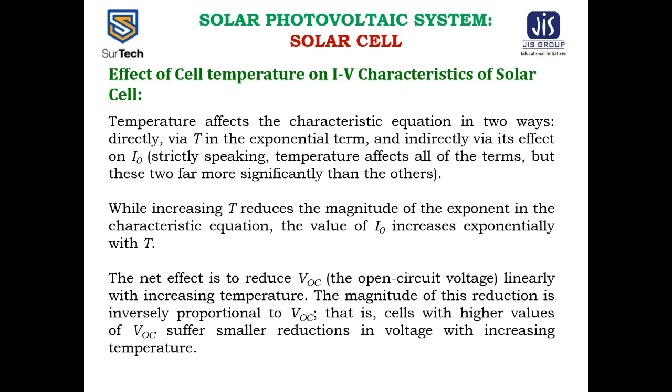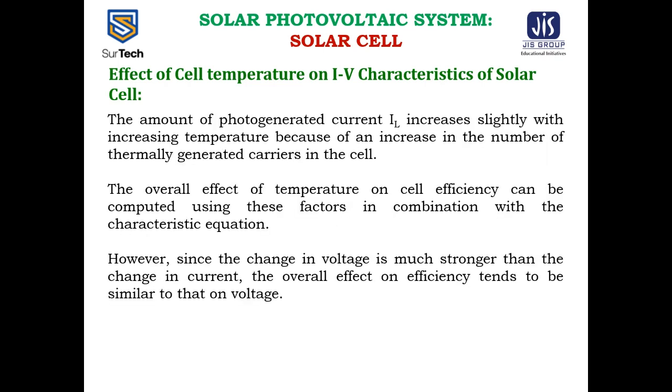The amount of photoelectric current IL increases slightly with increasing temperature because of an increase in the number of thermally generated carriers in the cell. This effect is slight, however, about 0.065% per degree centigrade for crystalline silicon cells and 0.09% for amorphous silicon cells, that is thin film solar cells.